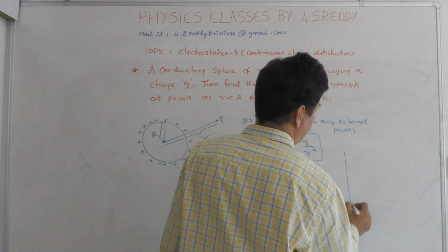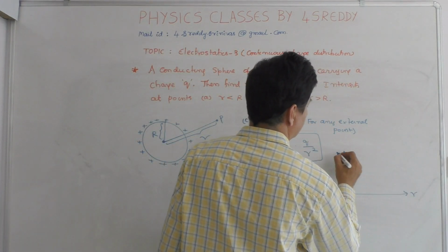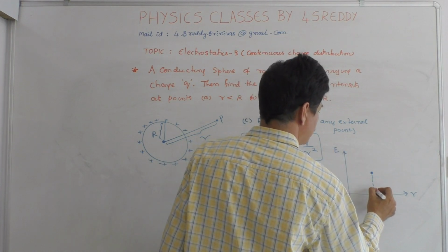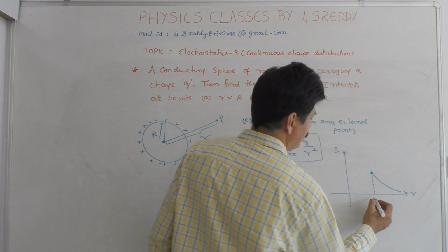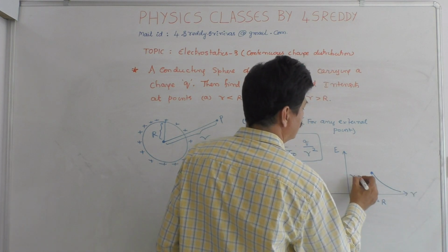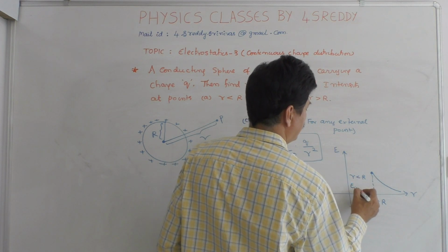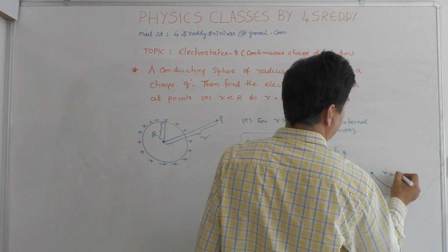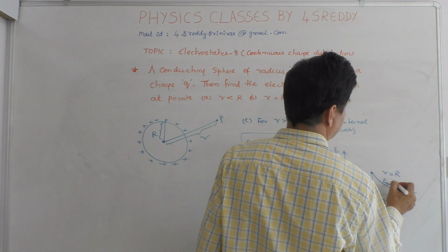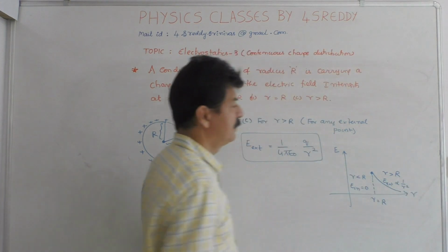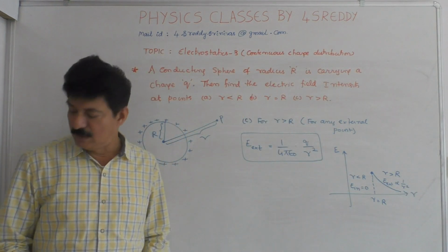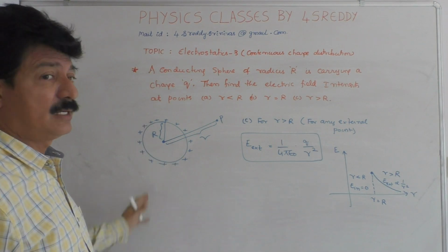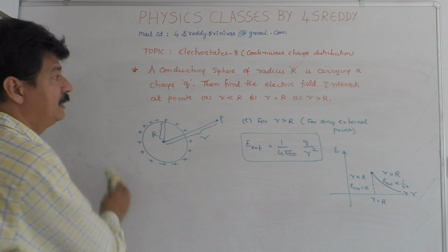Therefore, when a graph is plotted between small r and E, you can always find it like this. This is for r equal to capital R, E inside point is 0. This is E and this is maximum. For r greater than capital R, E at an external point is proportional to 1 by r square. This is for a conducting sphere of radius capital R carrying a charge Q.